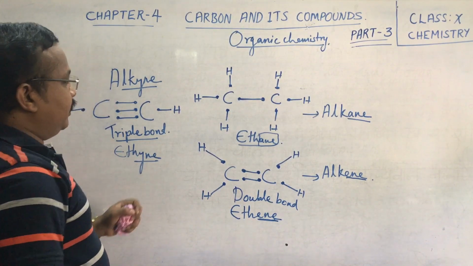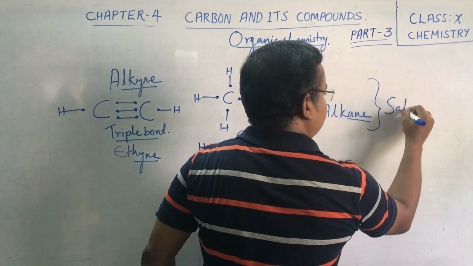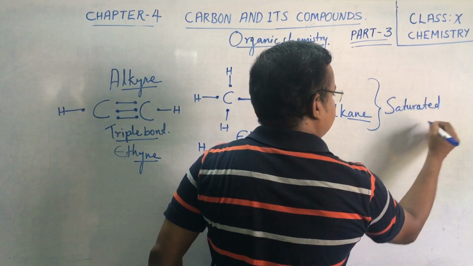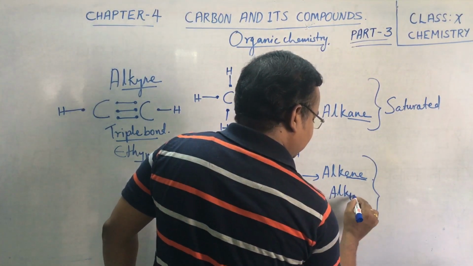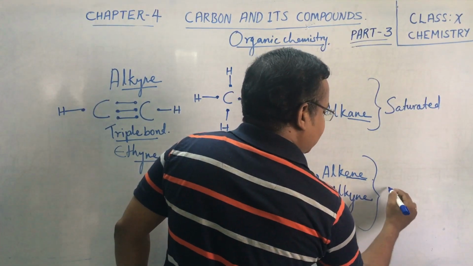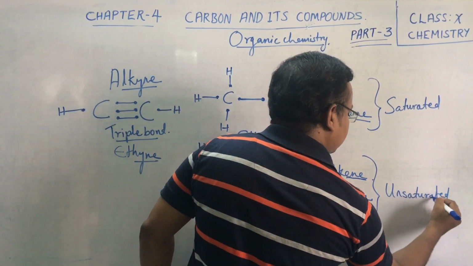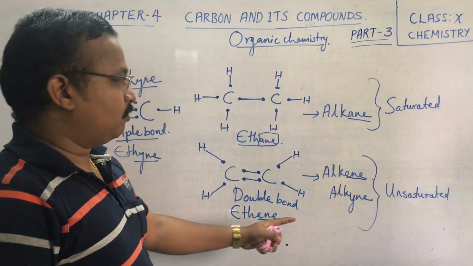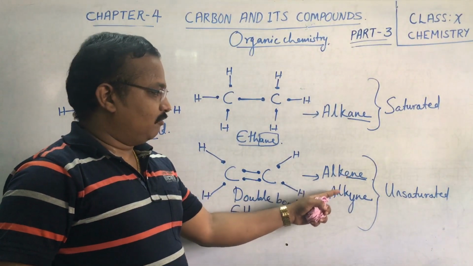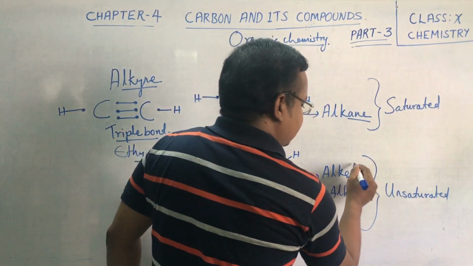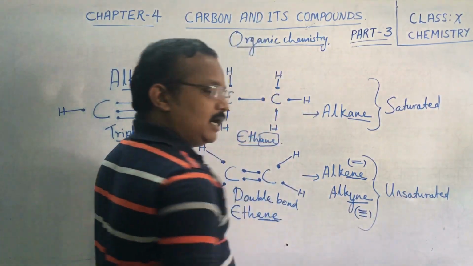Is it clear? Single bonded alkanes we classify under saturated hydrocarbons, and alkenes and alkynes we call unsaturated compounds. Okay, children, what are unsaturated compounds? The compounds which are formed by the double bond. Alkene means a double bond and alkyne contains a triple bond. So they are called unsaturated compounds.